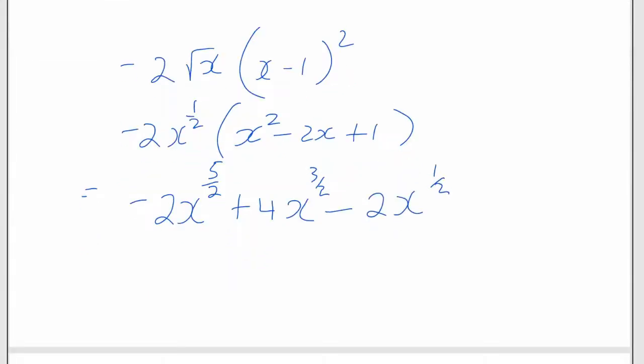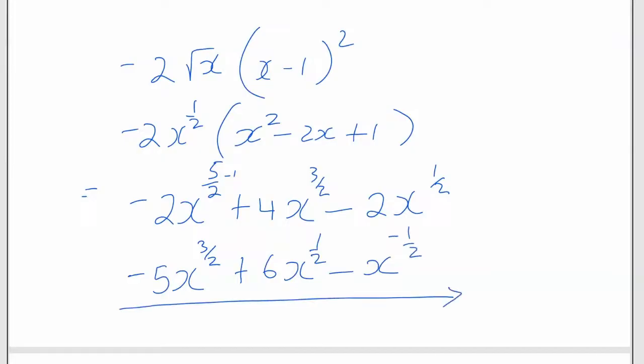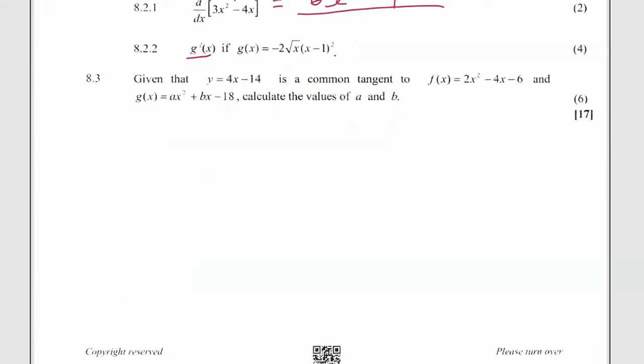So this is like the simplified format. Now we need to derive this. So we're going to end up with a negative 5x. Okay, when we subtract the 1 there, that's going to be a 3 over 2. This times that, we're going to have 3 times 2, which is a 6x. You subtract 1, have a half. Then this multiplied by that, we're just left with a 1 to the exponent negative a half. So this becomes the final answer that the question wanted.